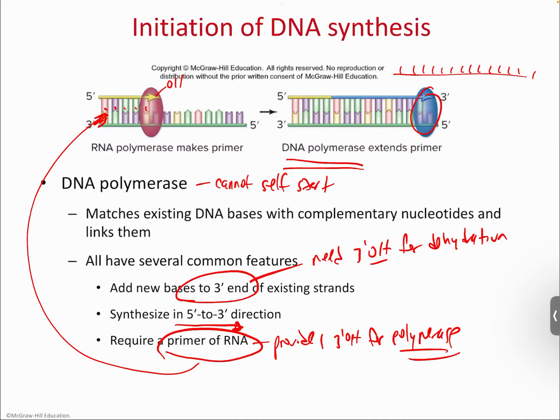So who does that primer then? Well, as it turns out, it's a different polymerase, an RNA polymerase. RNA polymerases are distinguished differently from DNA polymerases in the sense that they can self-start. So an RNA polymerase does have the ability to lay down a nucleotide from scratch. So they can create this 3' OH for the DNA polymerase. So you need those two in order for this DNA polymerase to be able to do its job.